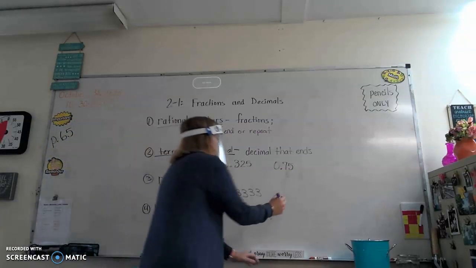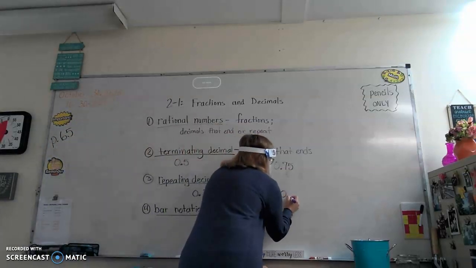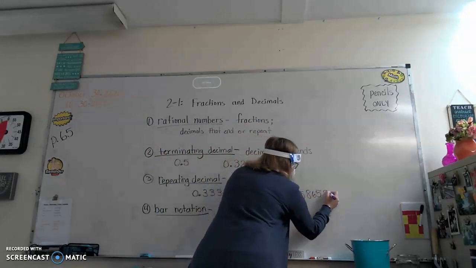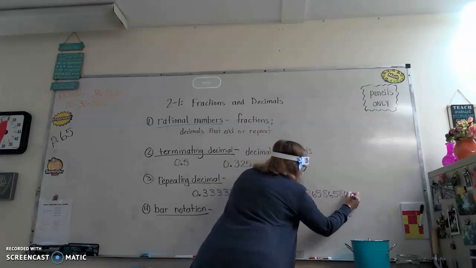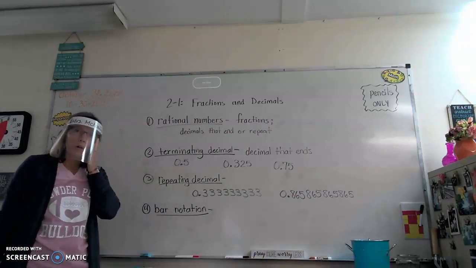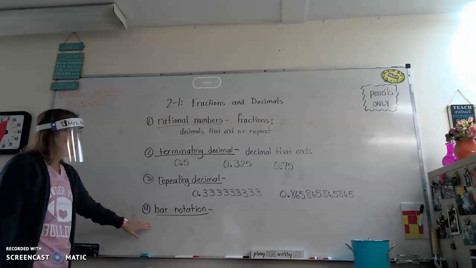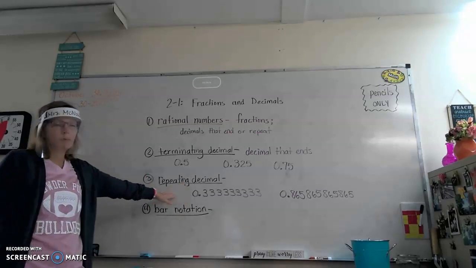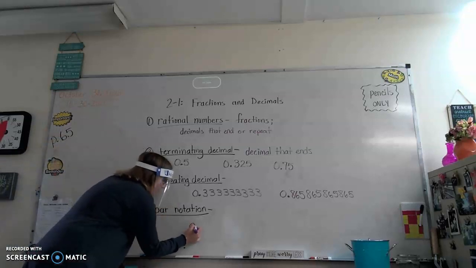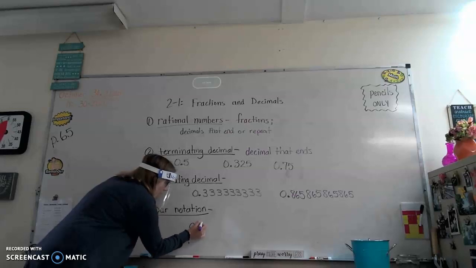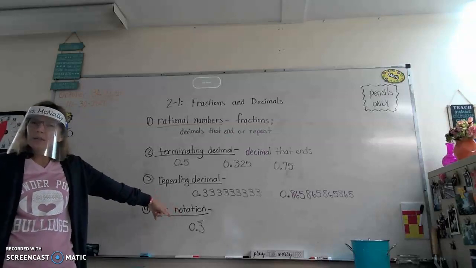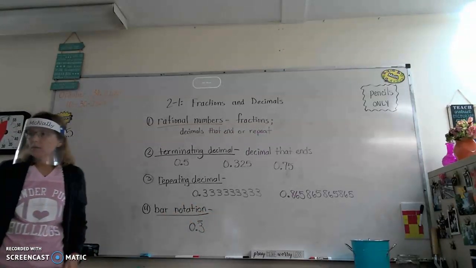And let me give you one more example though. A repeating decimal can also repeat more than one number. We could repeat 865, 865, 865 forever. Okay? So it can repeat anything as long as it's repeating. And bar notation is a shorter way to write repeating decimals. So instead of writing all those 3's, I'm just going to write 0.3 with a bar on top. The bar tells me that that 3 keeps repeating.